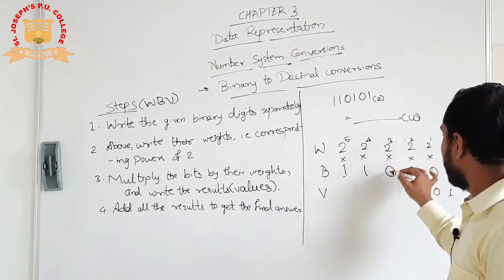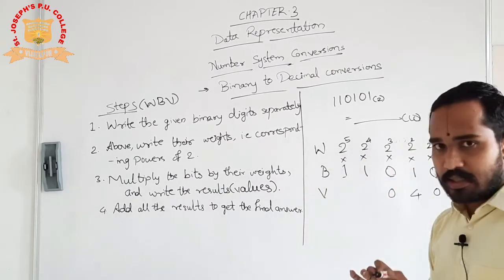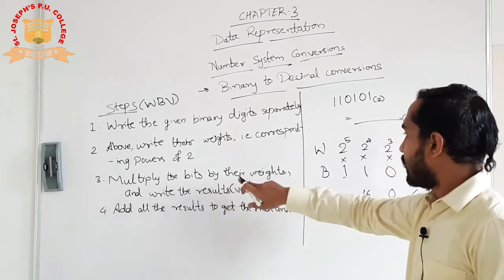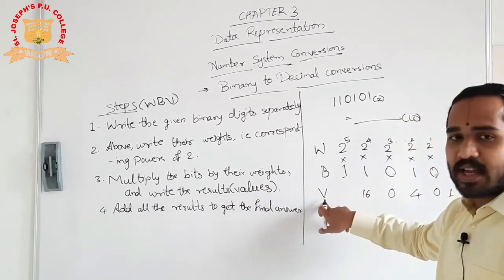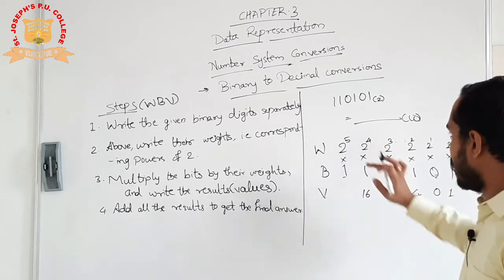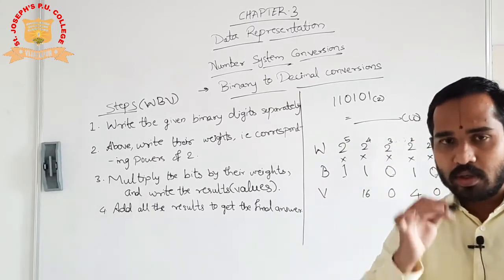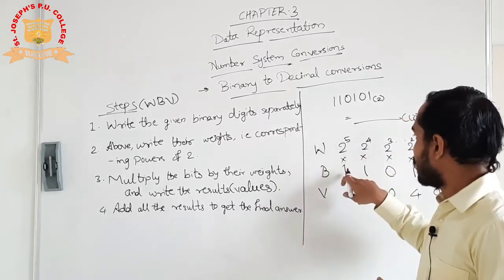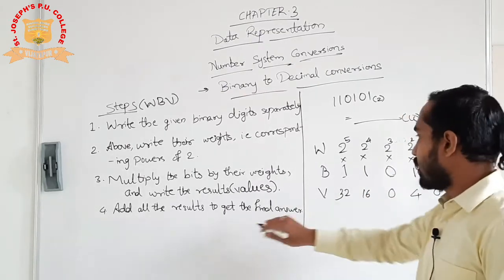2 raised to 3 into 0, anything into 0 is 0. 2 raised to 4, 16. 16 into 1, 16. What I am doing? Multiply the weights by their bits and write the results, that is values. 2 raised to 5 means 2 into 2 into 2 into 2 into 2. 2 to the 4, 4 to the 8, 8 to the 16, 16 to the 32. So 32 is the answer. 32 into 1 is 32. Written.